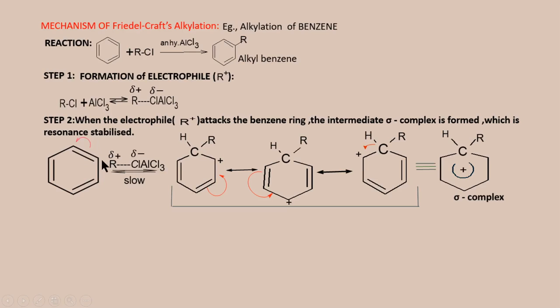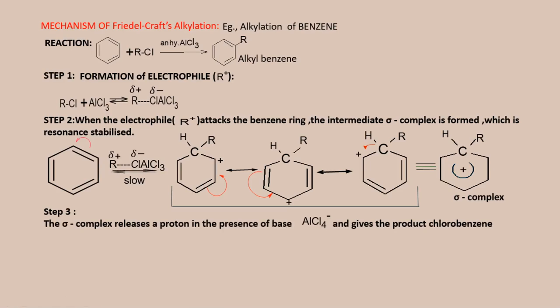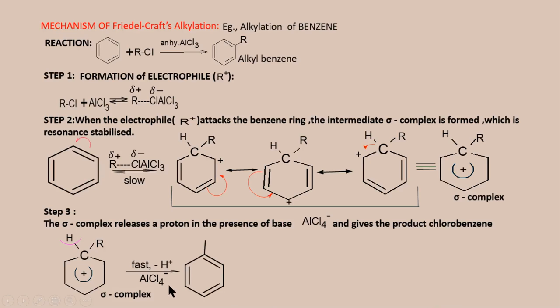Then next step is the release of proton from the sigma complex, and it is taken up by the base AlCl4 minus. So the hydrogen is removed as H plus. So from the sigma complex, when H plus is removed, it is the first step by AlCl4 minus. So that you will be getting alkyl benzene.